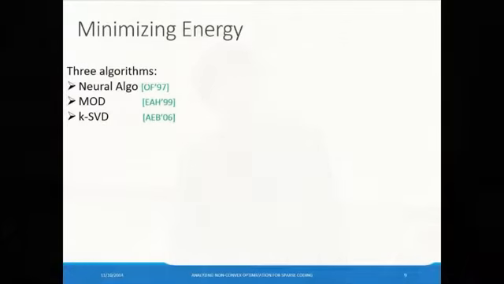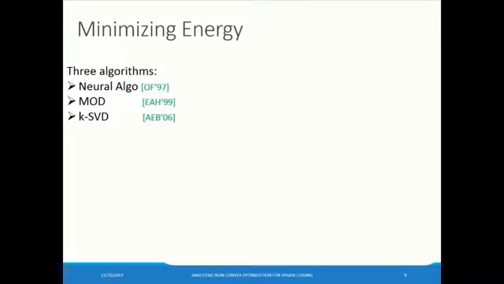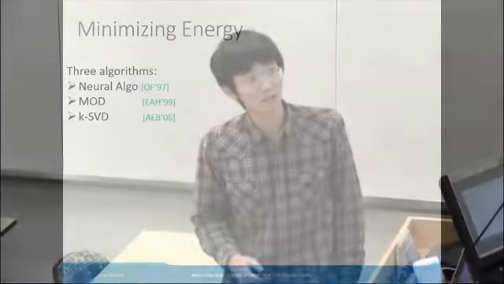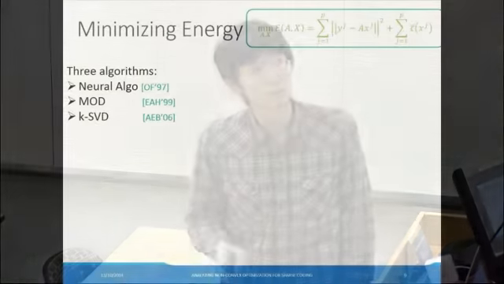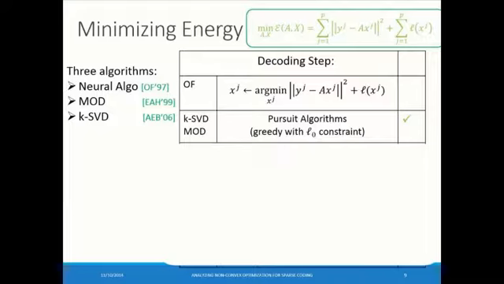So let me do a little survey of the existing algorithms. I think there are three interesting algorithms in the literature. One is the Olshausen and Field algorithm, which I refer to as the neural algorithm. The other one is MOD, the method of optimal directions. And the third one is K-SVD. Recall that we want to minimize this energy function. In the decoding step, Olshausen and Field just take this minimizer, and in K-SVD and MOD, they use these pursuit algorithms.